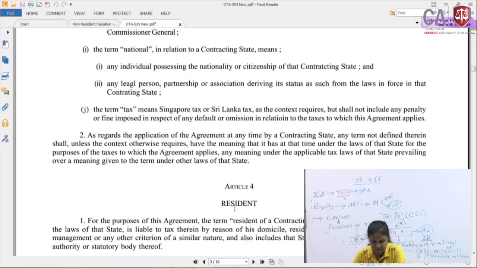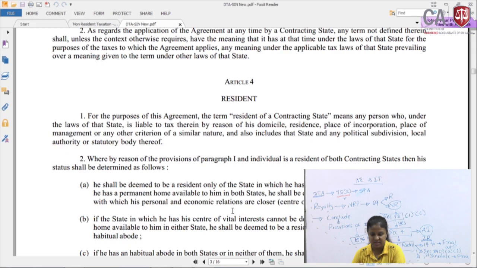Article 4, resident, which all of you know. For the purpose of this agreement, the term resident of a contracting state means any person who under the laws of that state, see, under the laws of that state, that means in our law, what is the law? Under section 69, resident individual or resident company. Under that domestic law, how we identify the resident person and the non-resident person, the same thing is applicable here.